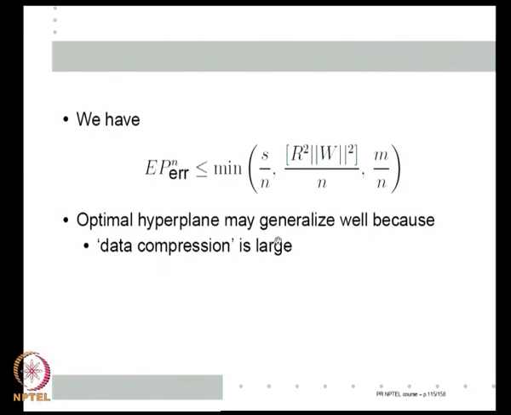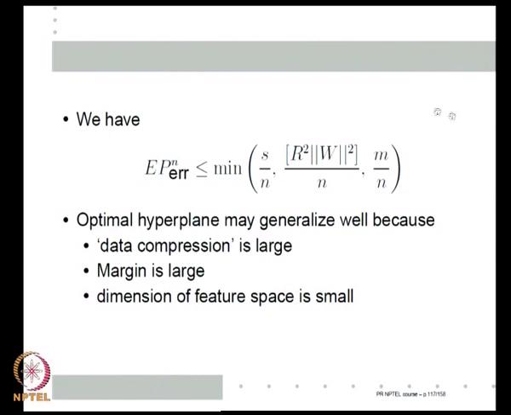So, one reason the optimal hyperplane may generalize well, because we are not learning any hyperplane, we are learning the optimal hyperplane, that is when the support vectors come into play, is because data compression is large. The second is, of course, if the margin is large, that also will help. Right? So, if I have a large margin, that also can result in the error rate being small.